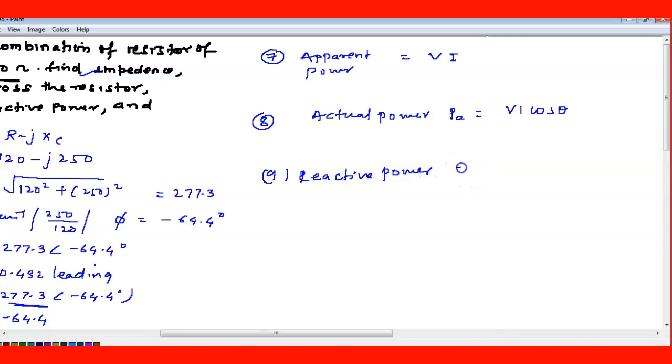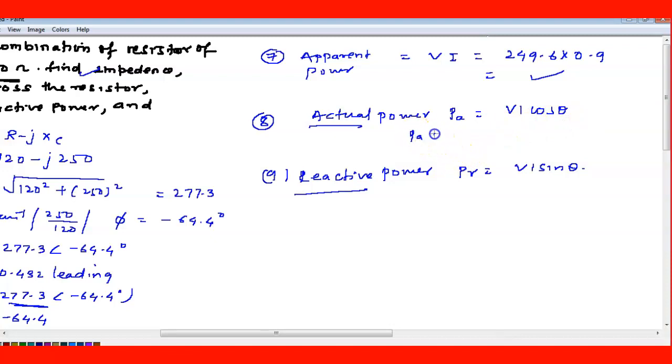Reactive power is equal to VI sin theta. This is actual power, this is reactive power. So VI is equal to how much? 249.6 is the voltage, into I is 0.9. You can find the value of this apparent power.